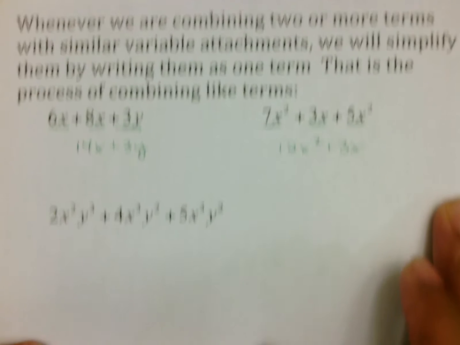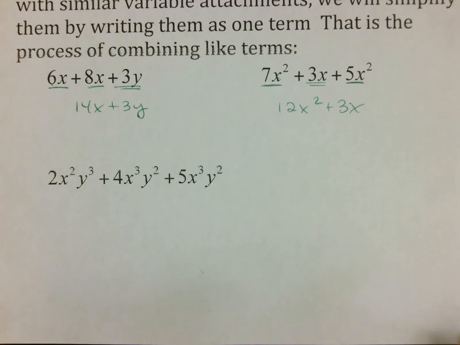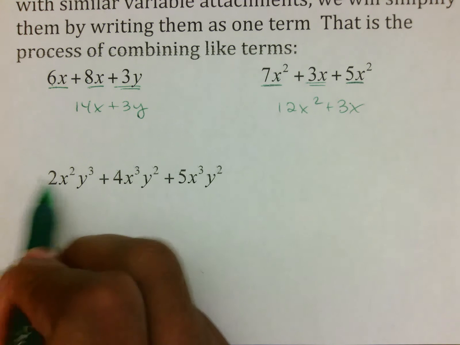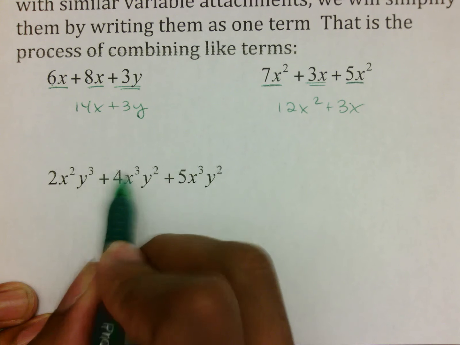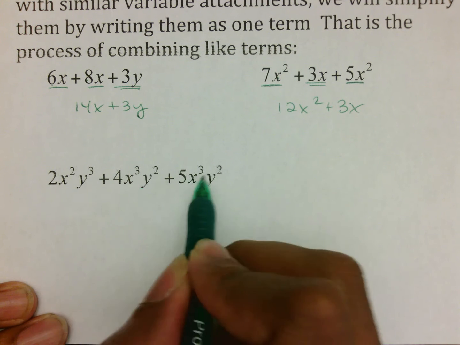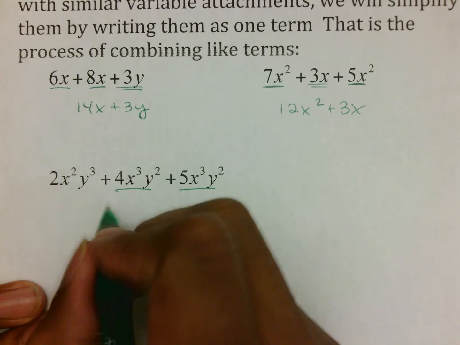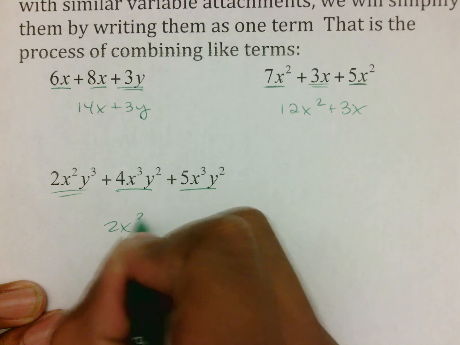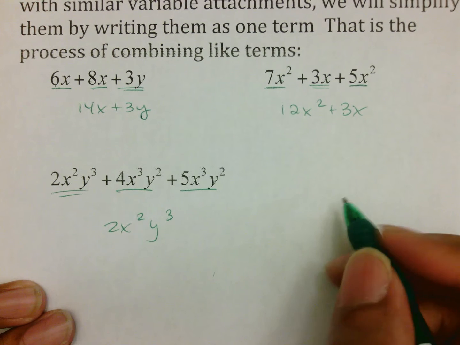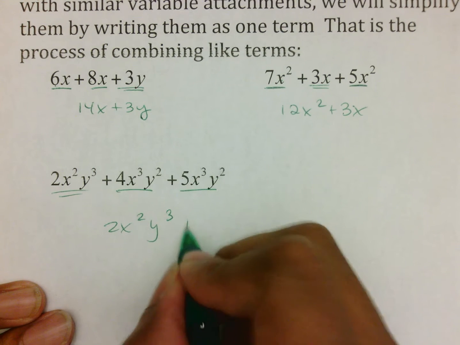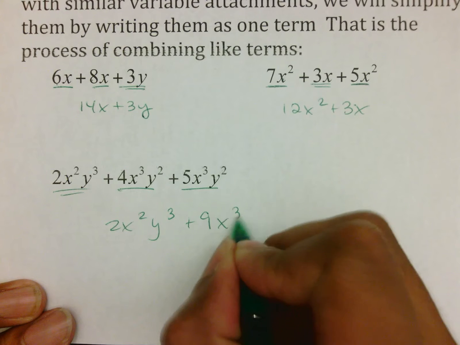This is the most tricky one you're going to see, and again, everything has to be exact. I know we see x's and y's on everything, but this has 2 x's and 3 y's. This has 3 x's and 2 y's. That also has 3 x's and 2 y's, which means your like terms are these 2. So this can just come down for the ride, 2x to the second, y to the third, and then these 2 make plus 9, x to the third, y squared.